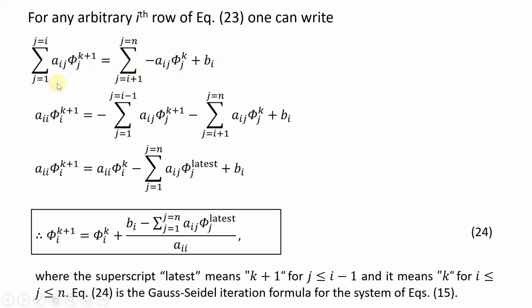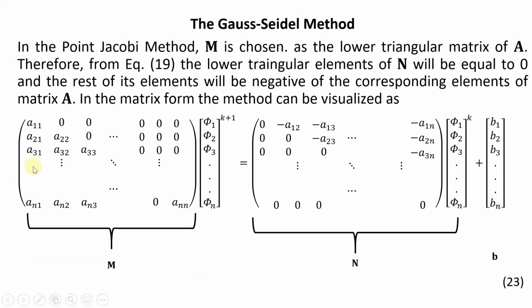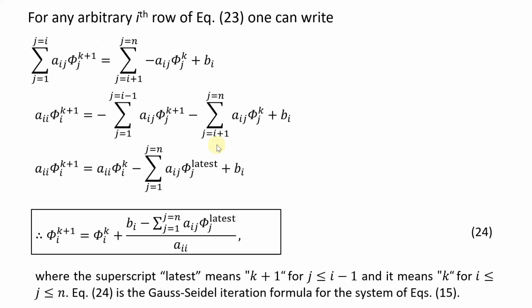Now, when we are in the ith row, by the time we get there, the solutions from 1 to i minus 1 are already obtained. That means when we are in, say, the third row, the solutions from the first and second row are already obtained in the k plus 1 iteration. So up to the i minus 1 row, the solutions in the k plus 1 iteration are already known by the time we are in the ith row. So that's why the solutions from j equal to 1 to j equal to i minus 1 from the k plus 1 iteration are taken to the right hand side, and then you can see this equation.